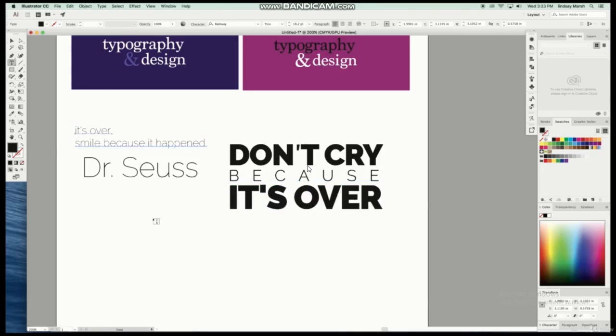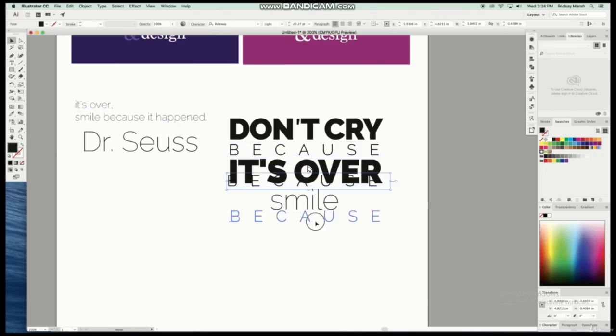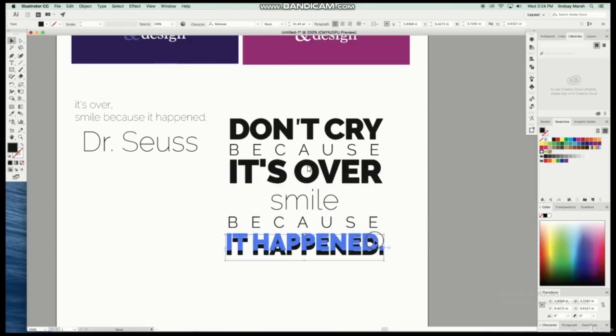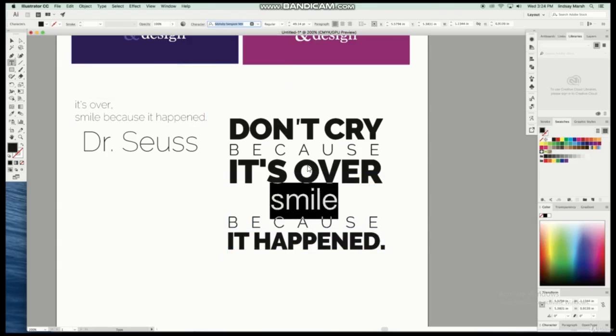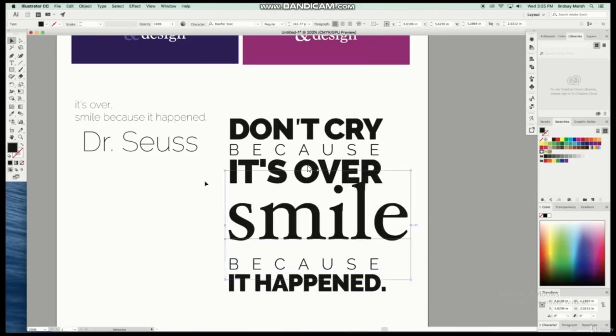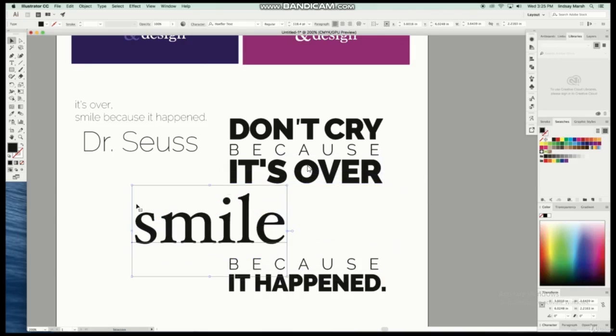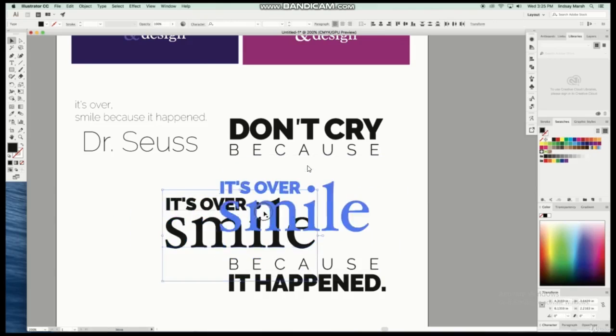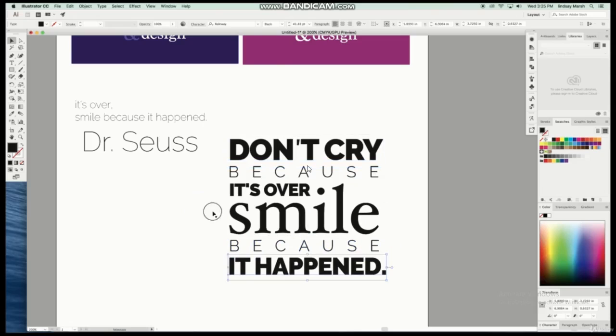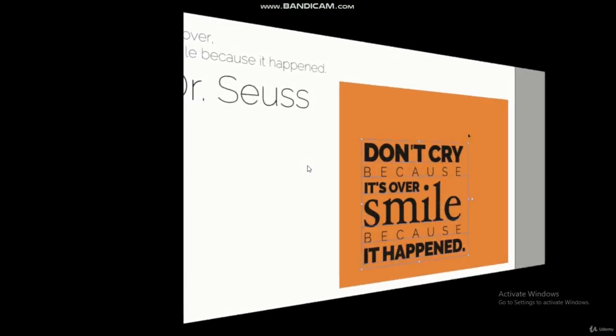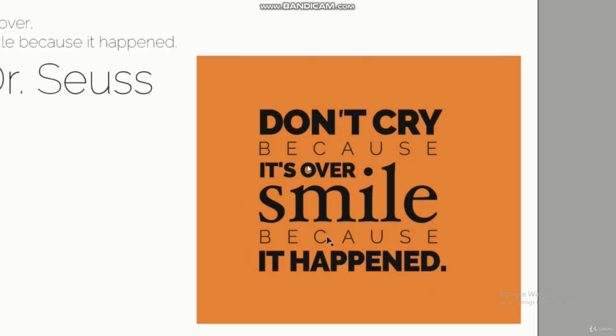It's a very tedious process of cutting and pasting words out of the main phrase that I think will go well together. So I put "don't cry because", and then "it's over" on its own line. And right now I'm playing with the word "smile", trying to find the right font. I really wanted to accentuate this because I think that's the main attraction to this quote, the word "smile". So now you're starting to see the quote come together as a nice blocked out design.